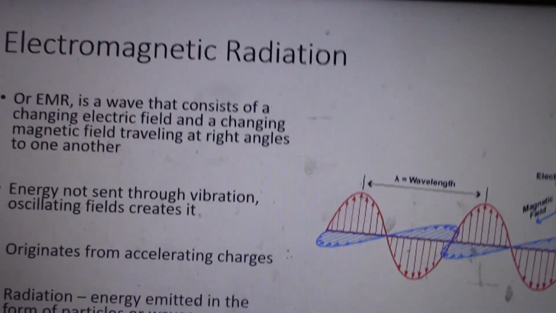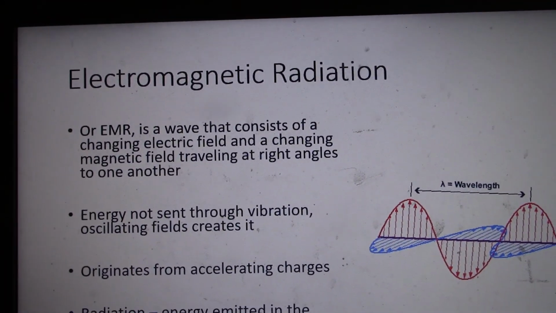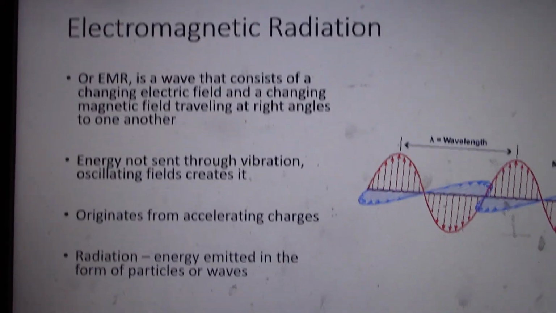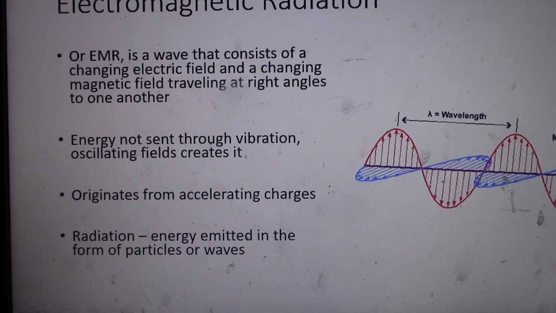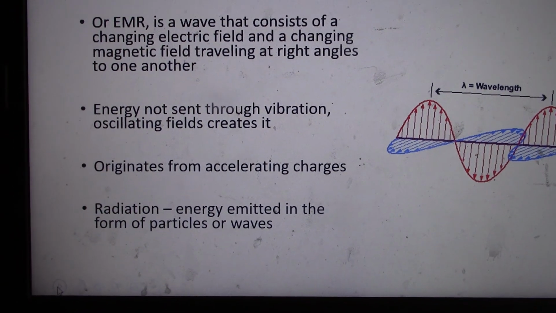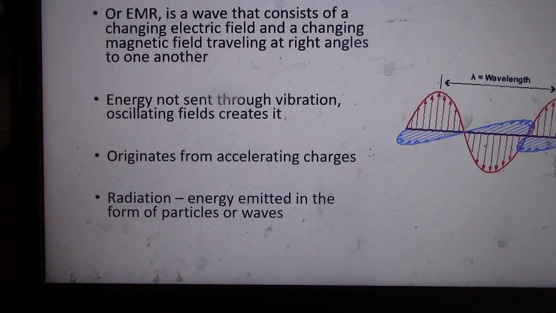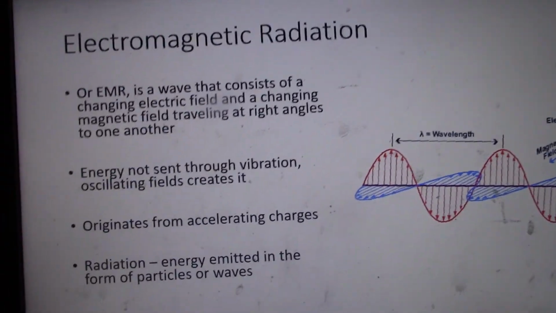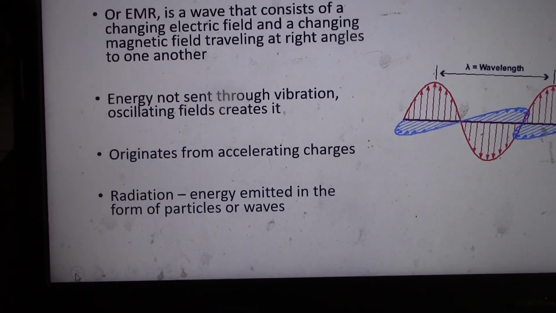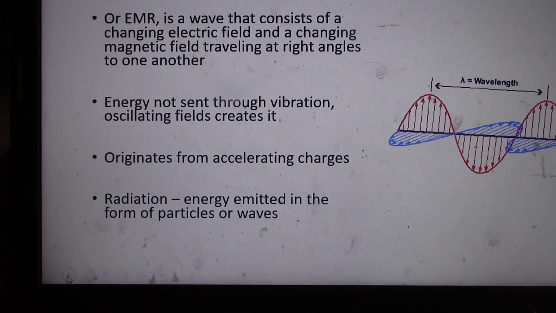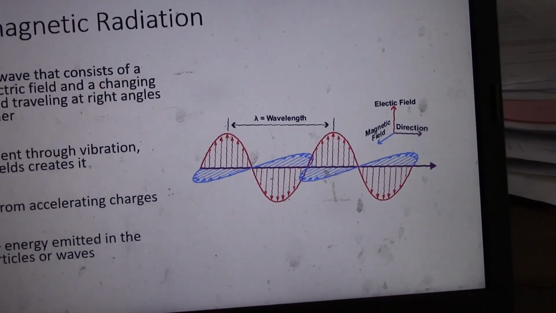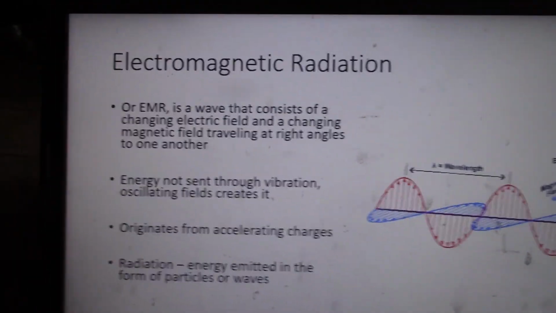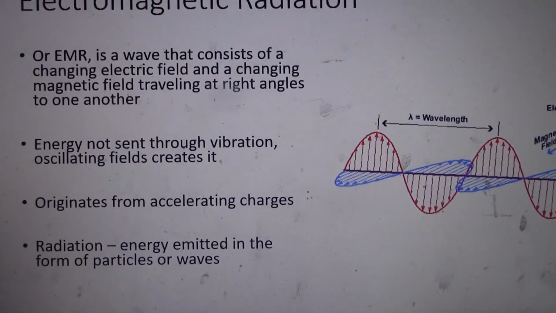Okay, so EMR, or electromagnetic radiation, is a wave that consists of a changing electric field and a changing magnetic field traveling at right angles to one another. Energy is not sent through vibration like other types of waves. It's sent in packets of photons, so packets of energy. It originates from accelerating charges, so that's why things like stars produce a lot of really highly energetic waves, because they have really fast-moving ions.